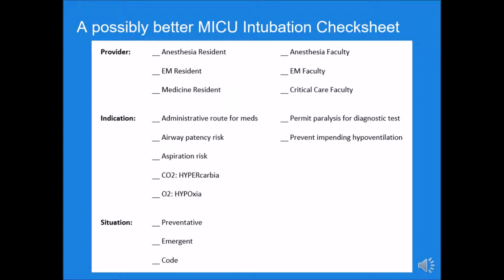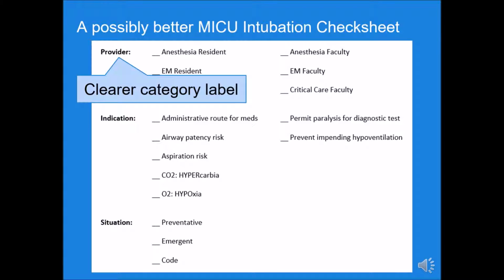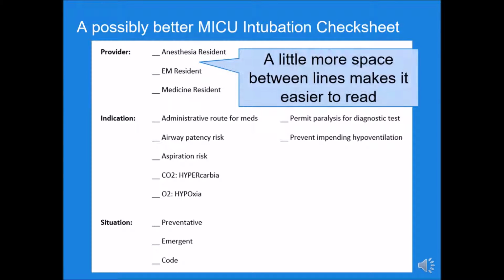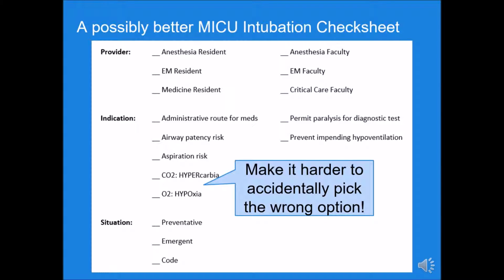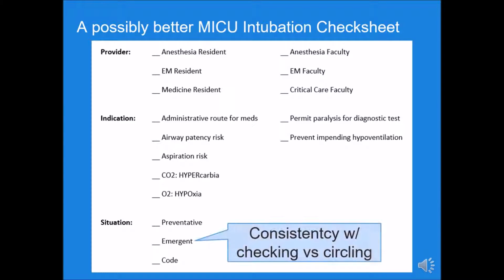In light of those problems, I reformatted the check sheet to what you see here. So it clarified the first category label, indicating that you can pick a resident or a faculty member, whoever's performing the intubation. I put a little more space between those lines to make it easier to read quickly. I organized the possible indications alphabetically so that it's easy for anyone to find what they need. I try to make it harder to accidentally pick the wrong option by really delineating whether you're talking about hypercarbia or hypoxia as the problem. And then I changed the last part so that you're checking for all of your options rather than going from checking to circling. I also made it one column instead of the 3 columns that didn't really align with the previous ones.